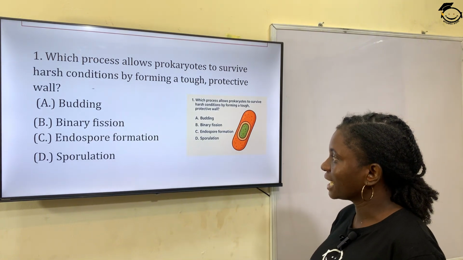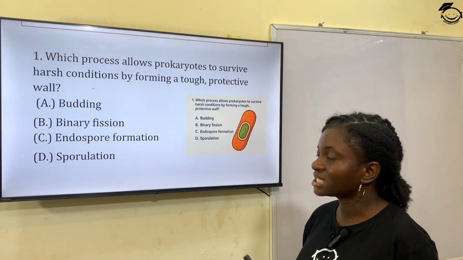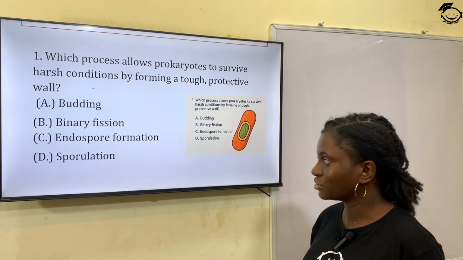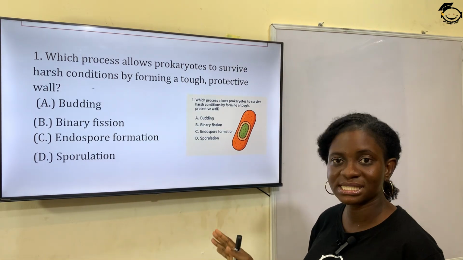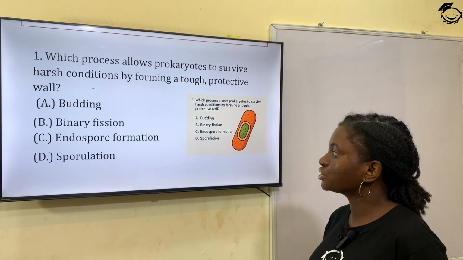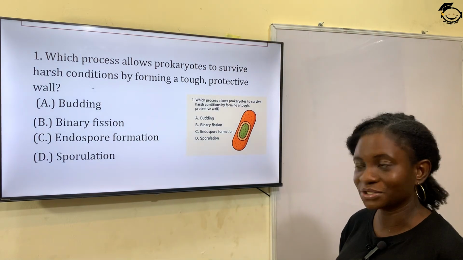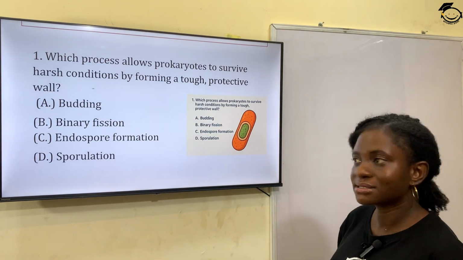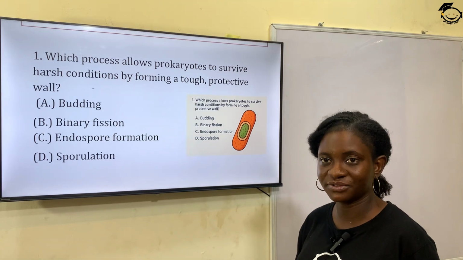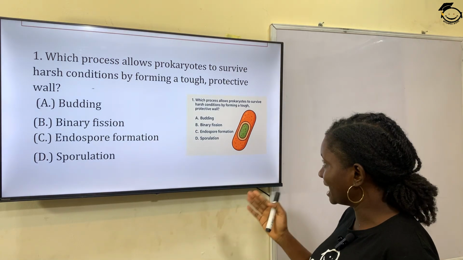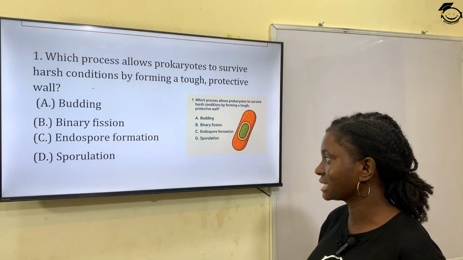So option A, budding, which is a form of asexual reproduction. So it doesn't have to do with survival mechanism. Option B, binary fission. Binary fission has to do with cell division, so it doesn't relate to survival mechanism.